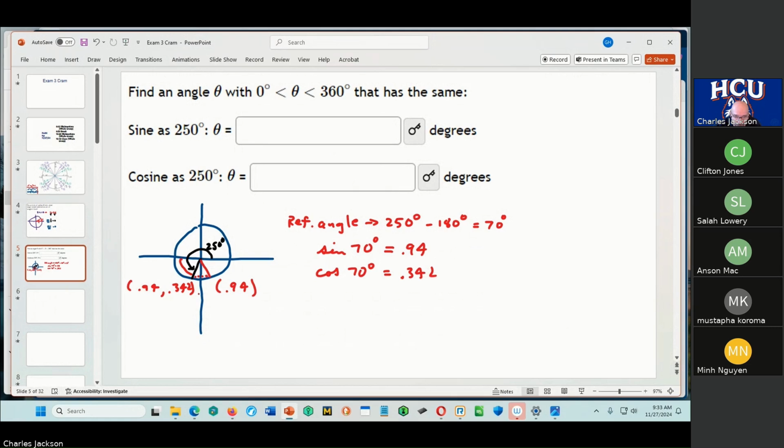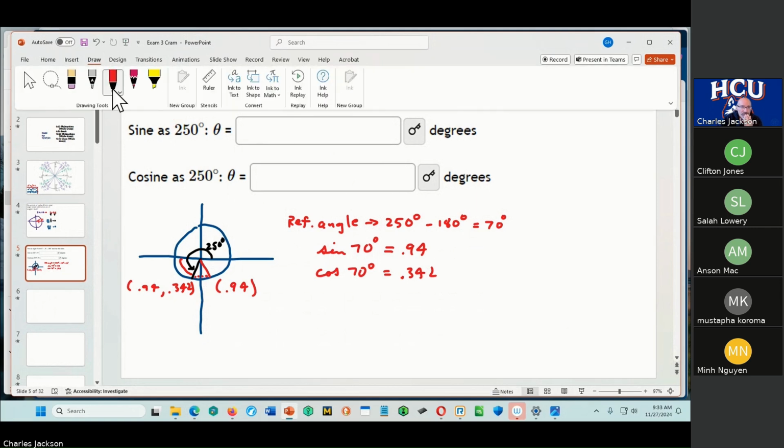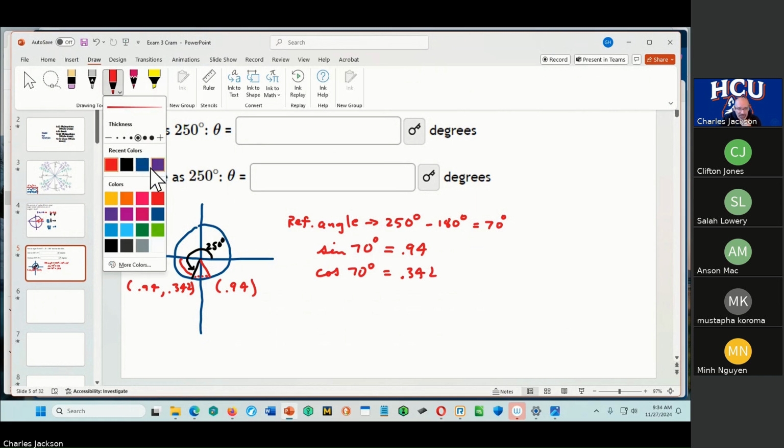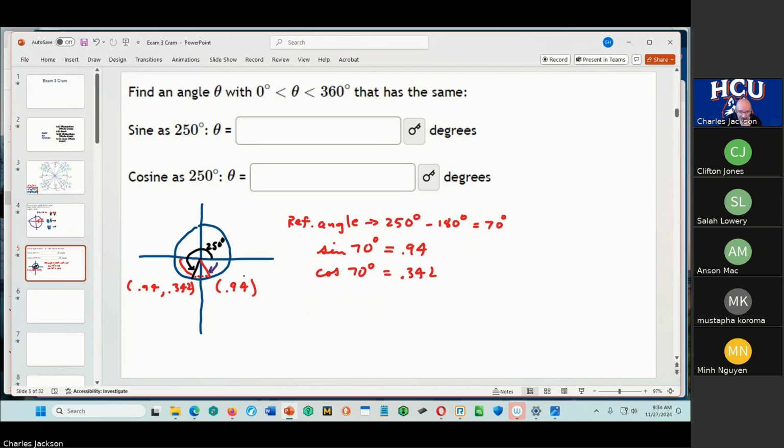What is that angle? Well, it's a 70-degree angle. A negative 70-degree angle, negative 70. Now, that's not an acceptable answer. So this right here is negative 70 degrees. So how do we make our answer acceptable?